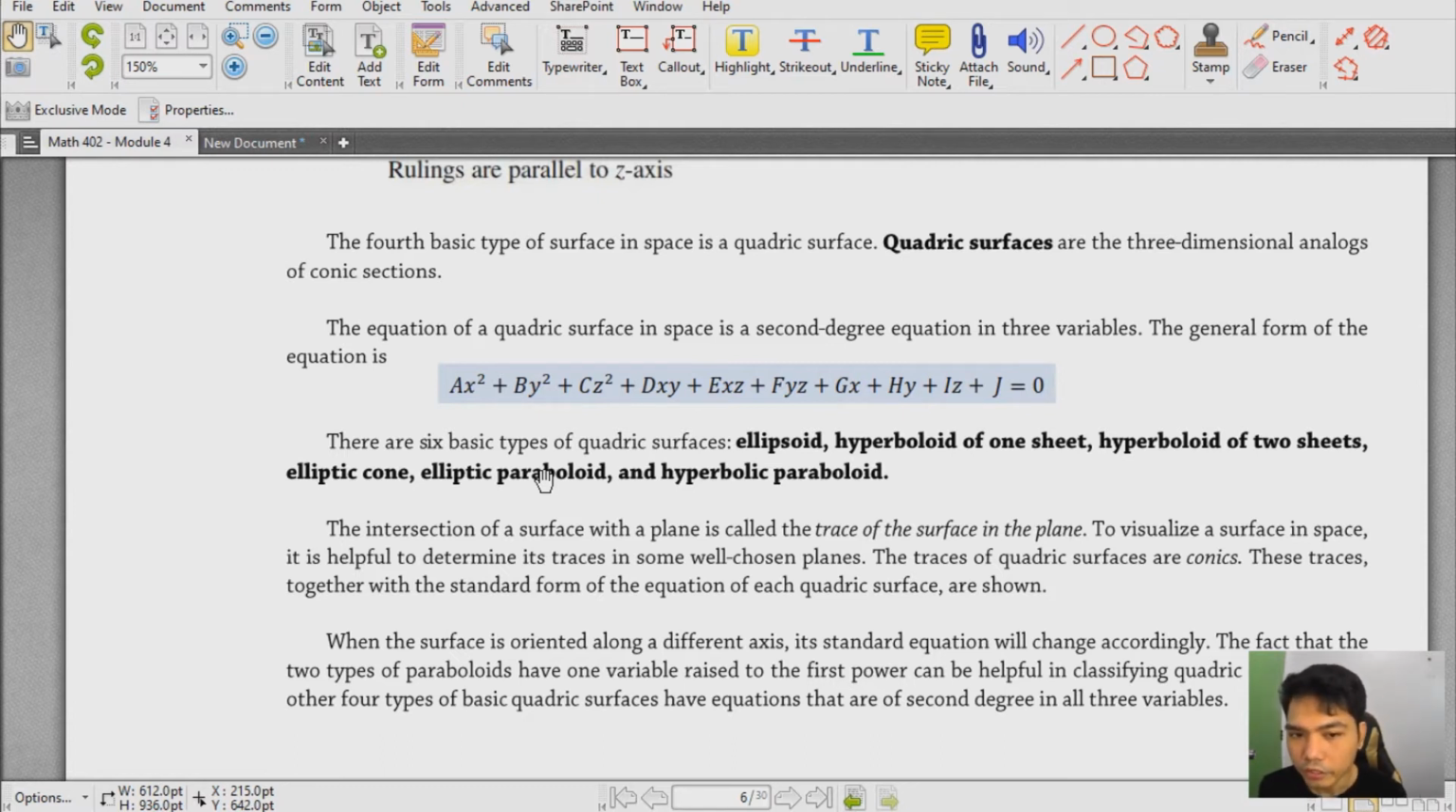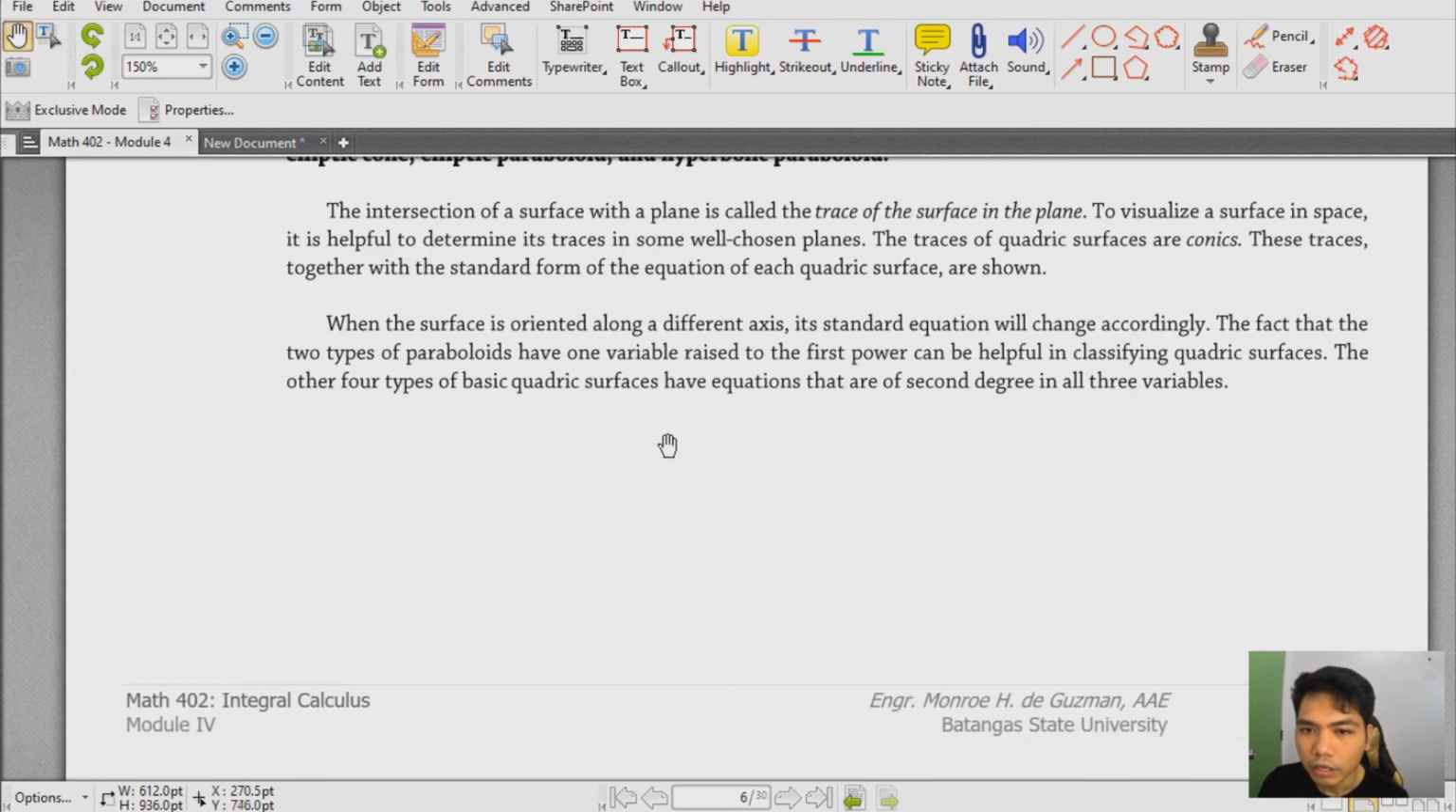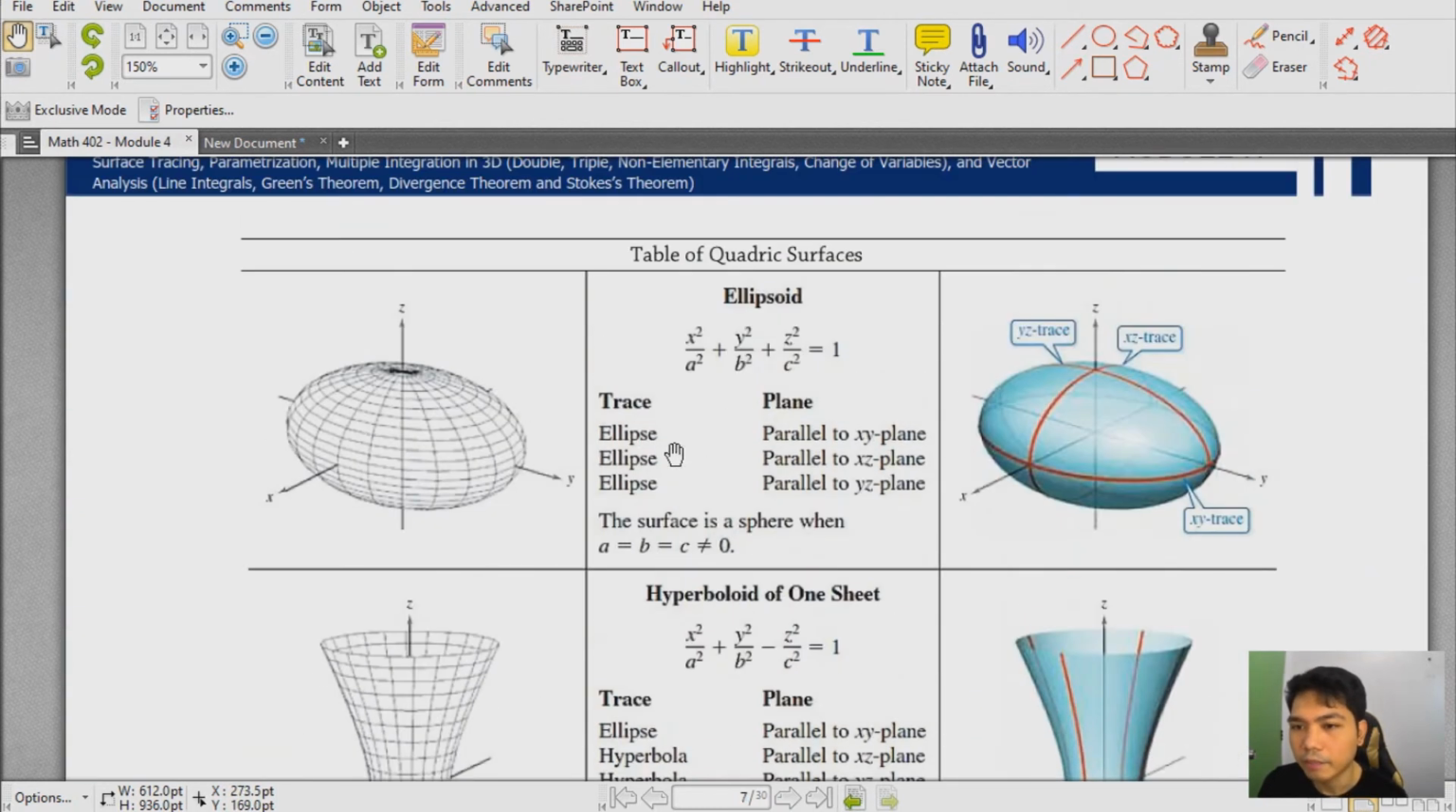Tapos yung intersection of the surface with the plane is called the trace of the surface of the plane. So mamaya makikita niyo yung pinaka-concept nitong mga trace. Pero in short, 'di ba, before meron tayong mga conics. So 'di ba yung conics na yun, yung trace nun kapag slash tayo ng isang, 'di ba, may axis yun, and then in-slash natin yung plane. So yung mga plane na yun, usually yun yung tinatawag na trace. So dito gagawin natin is itatabulate natin para mas makita nyo.